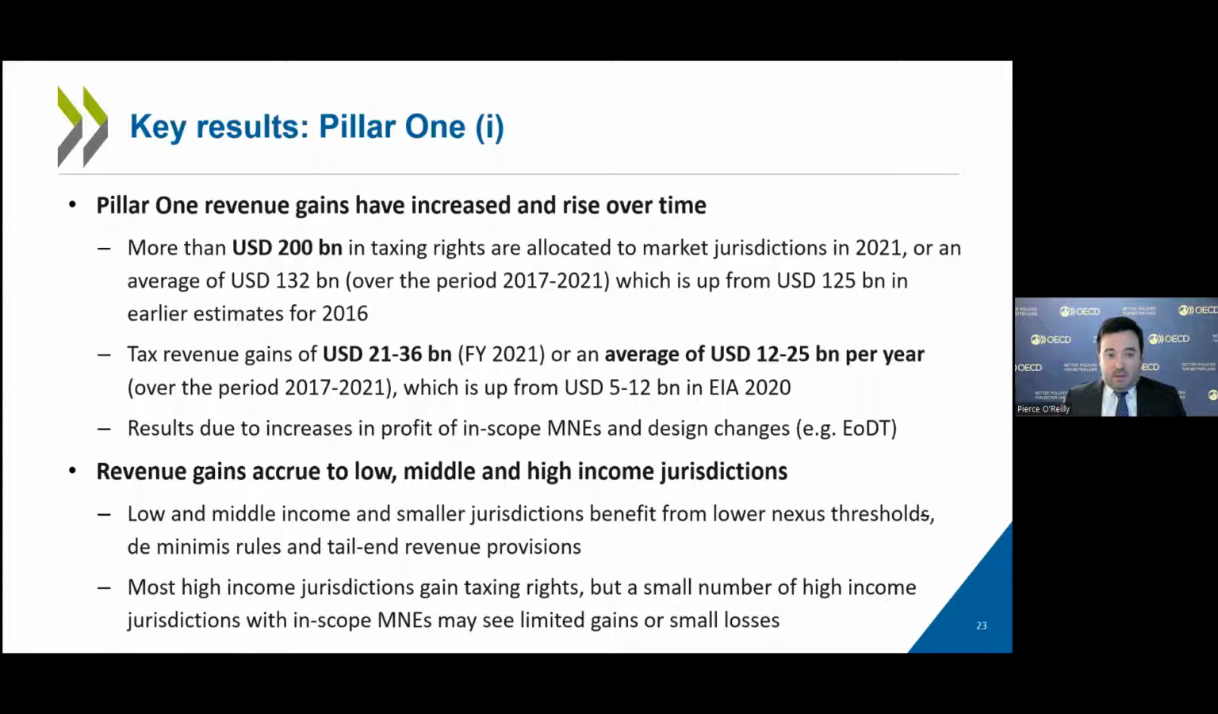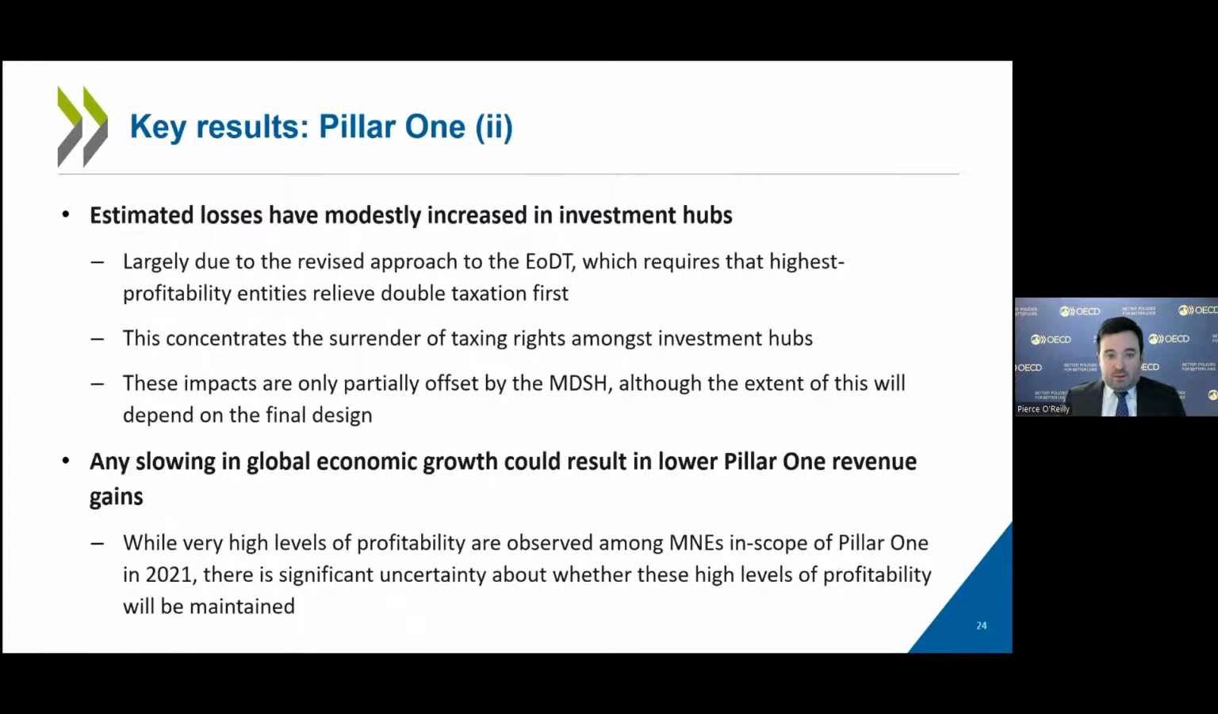So with that, that's an overview of some of the results. As I mentioned, estimated losses have modestly increased in investment hubs. That's in large part due to the revised approach to the elimination of double taxation.